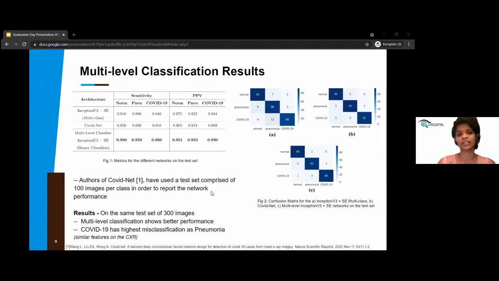And then we compared it with COVIDnet. And the results show that the multi-level scheme seems to be working much better here. Simply put, a set of binary classifiers trained with transfer learning performs a little bit better than tailor-made networks. These tailor-made networks take longer to design, longer to train, and would need much further validation before they can be adopted. So the idea is that using very simple techniques, we can get really good results without having to come up with something new every time.